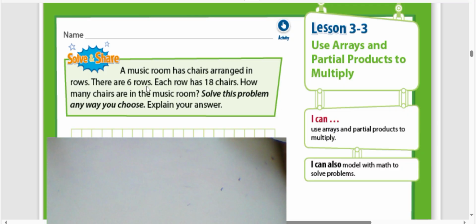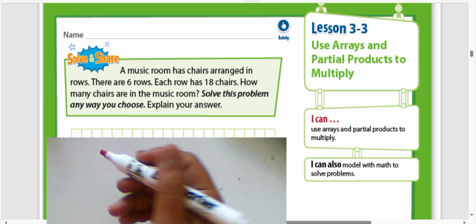There are 6 rows. Each row has 18 chairs. How many chairs are in the music room? Solve the problem any way you choose and explain your answer. We can find the product between two numbers here, 6 times 18, using the distributive property.